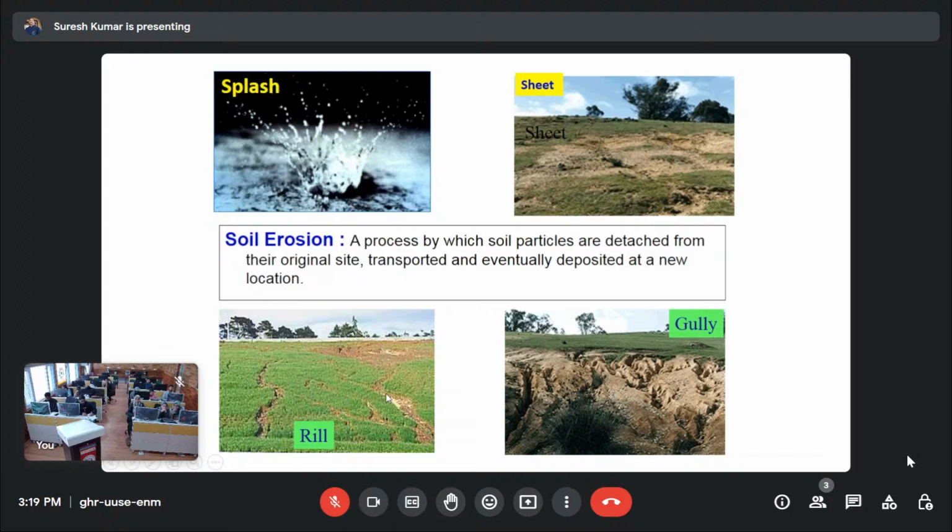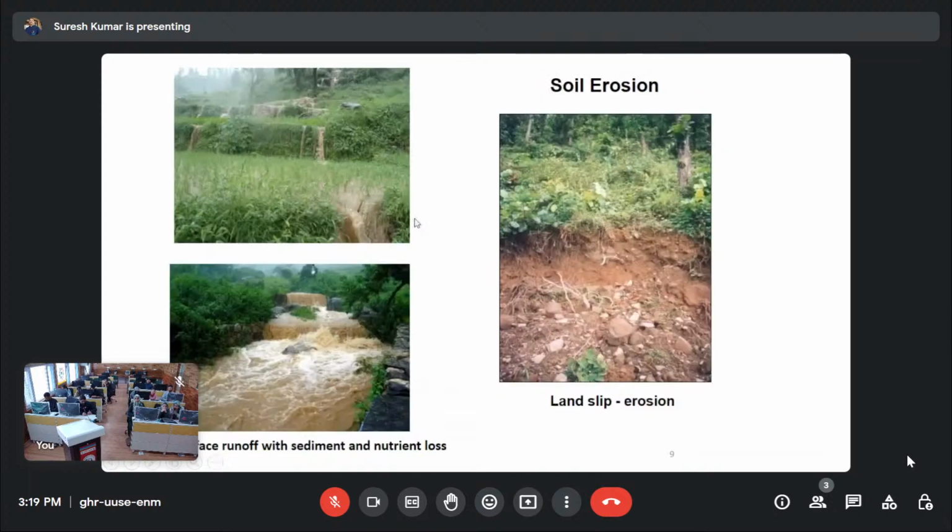You are seeing these are the rills, but these rills are not so deep, not so wide. If farmers plow the land, then they will vanish away. Here, if these rills get wide and deeper, then we call it gully erosion. You can see this is a picture from Dehradun, terrace land.